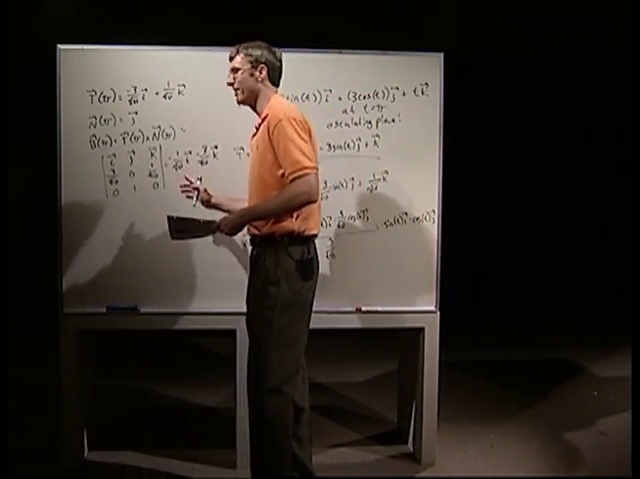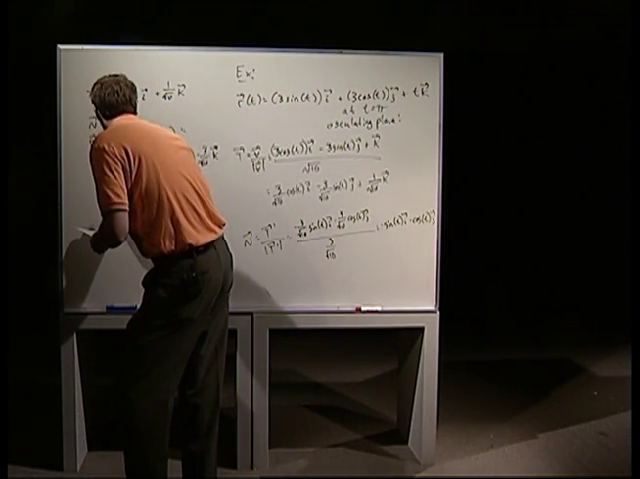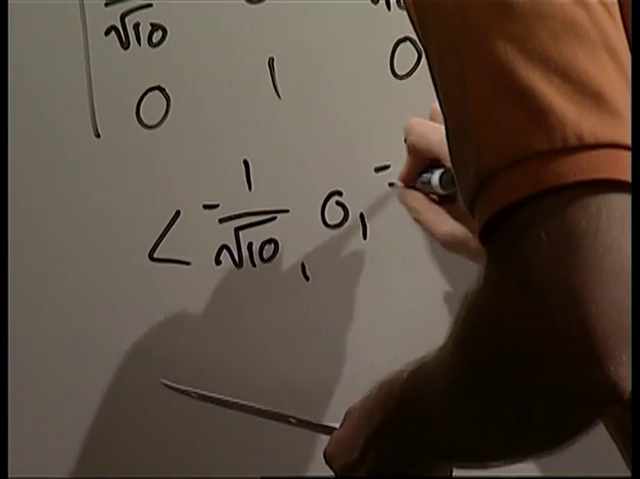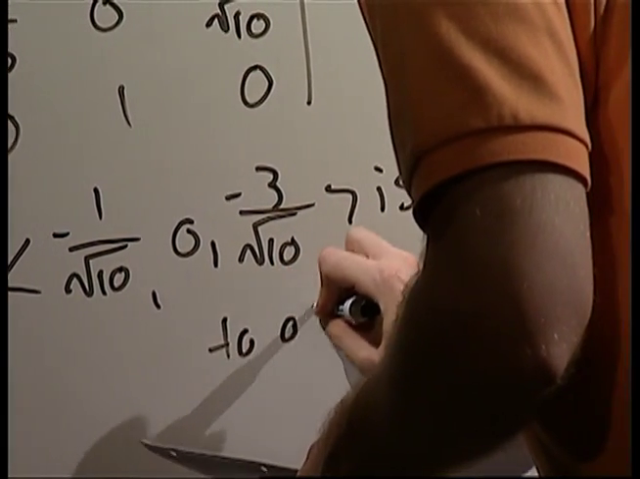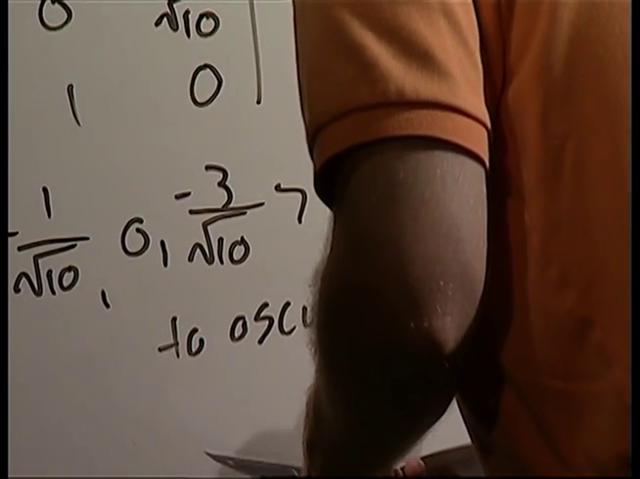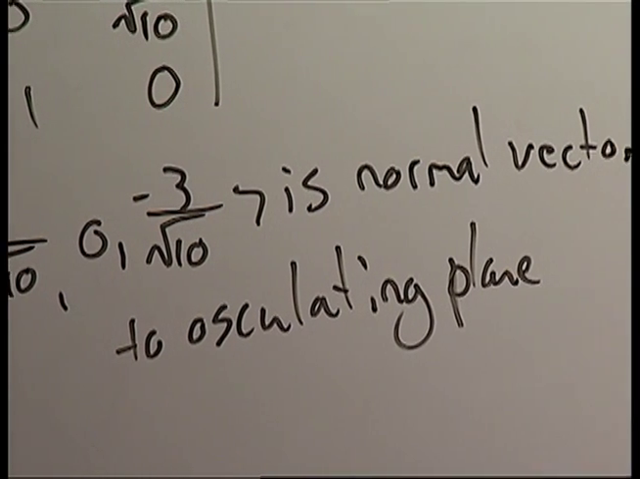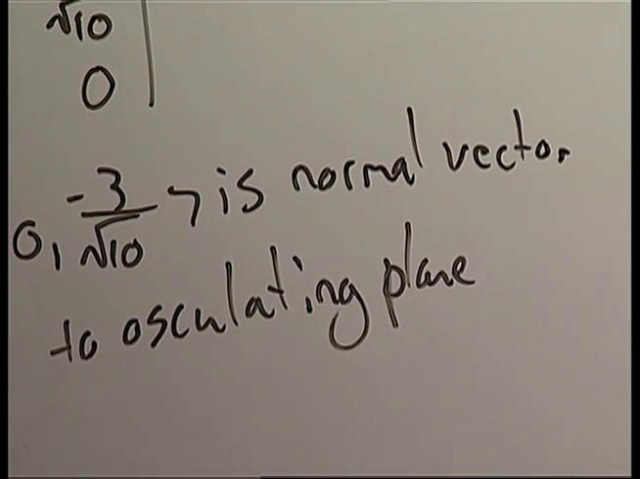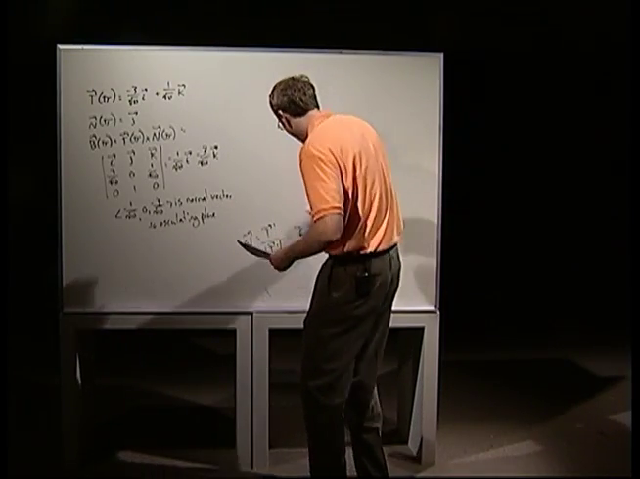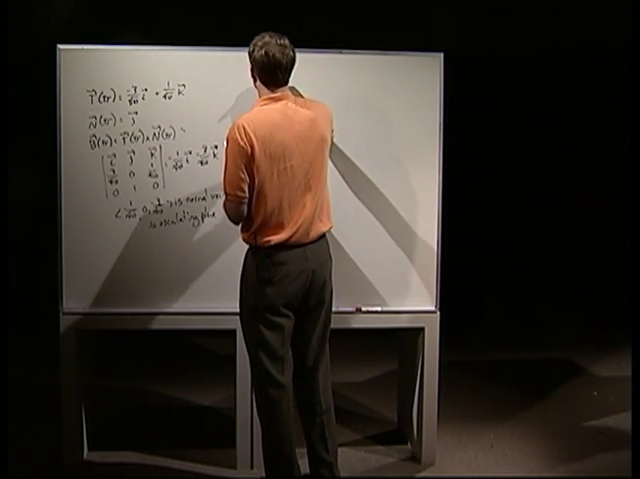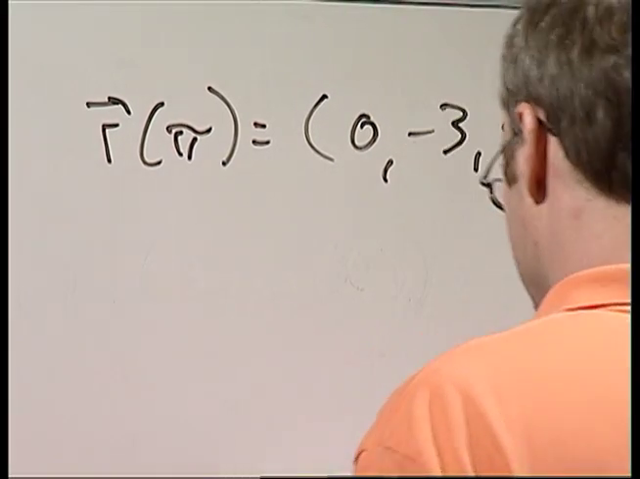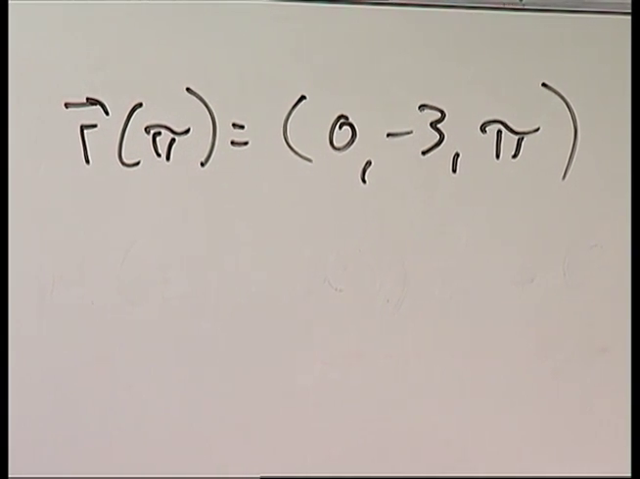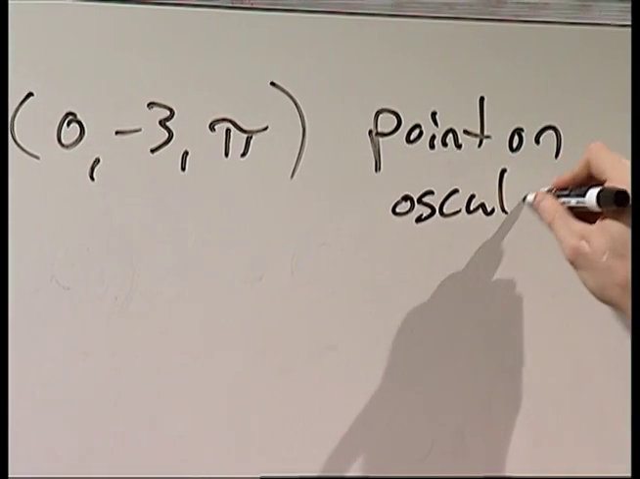So b is normal to this, coming out of the osculating plane. So the vector negative 1 over root 10, 0, negative 3 over root 10, right, is a normal vector to the osculating plane. And I need a point on the plane. Well, r of pi will do nicely. r of pi winds up being 0, minus 3, and pi. Let me make sure that is correct here. Yes, I do. So this is a point on the osculating plane.